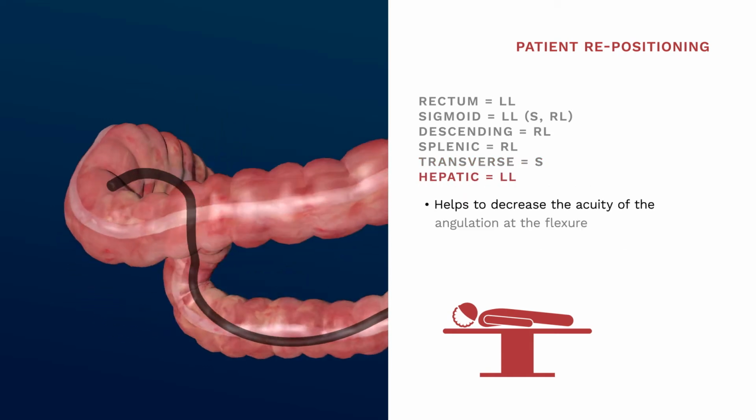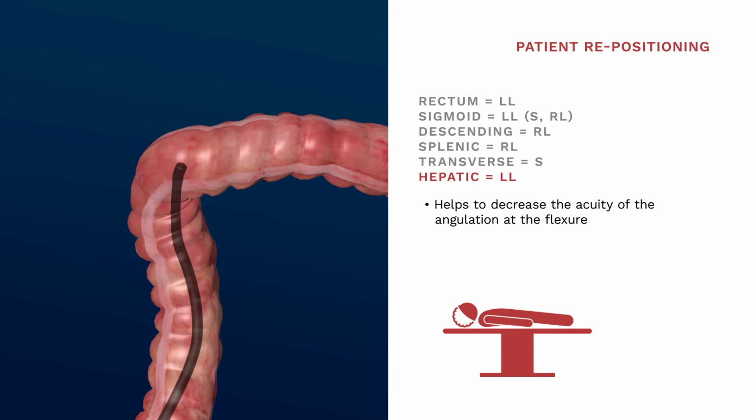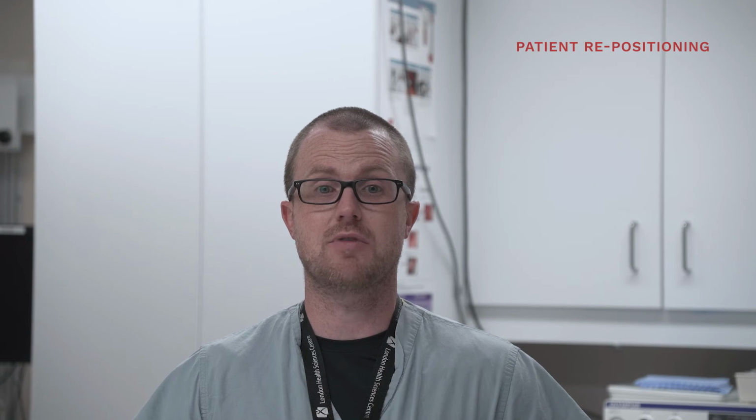The hepatic flexure is of course the mirror image of the splenic flexure, and thus is best negotiated with the patient lying in the left lateral decubitus position, again, to decrease the acuity of angulation. Finally, advancing the scope through the ascending colon down to the cecum can vary depending on the patient, and a degree of trial and error may be required.